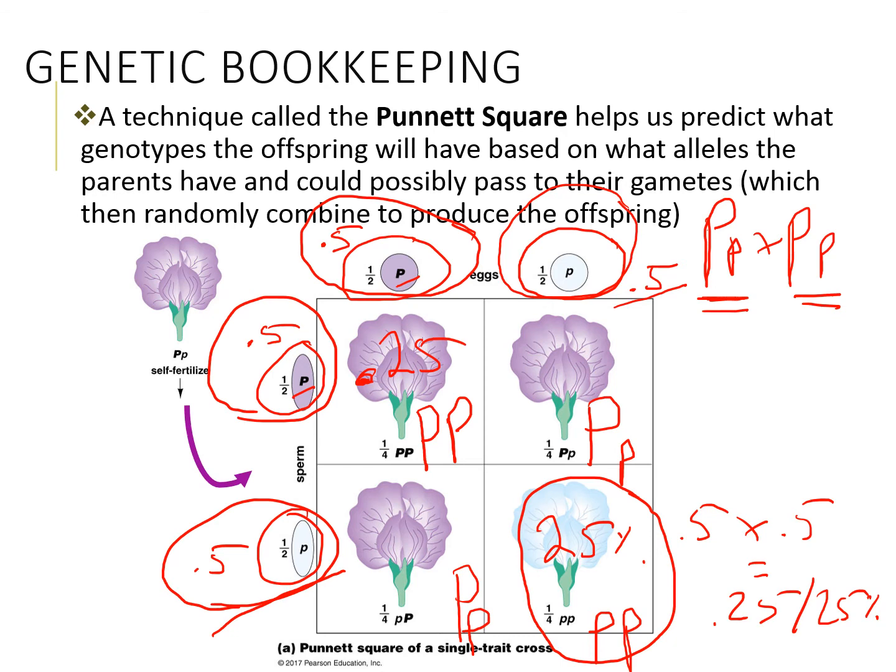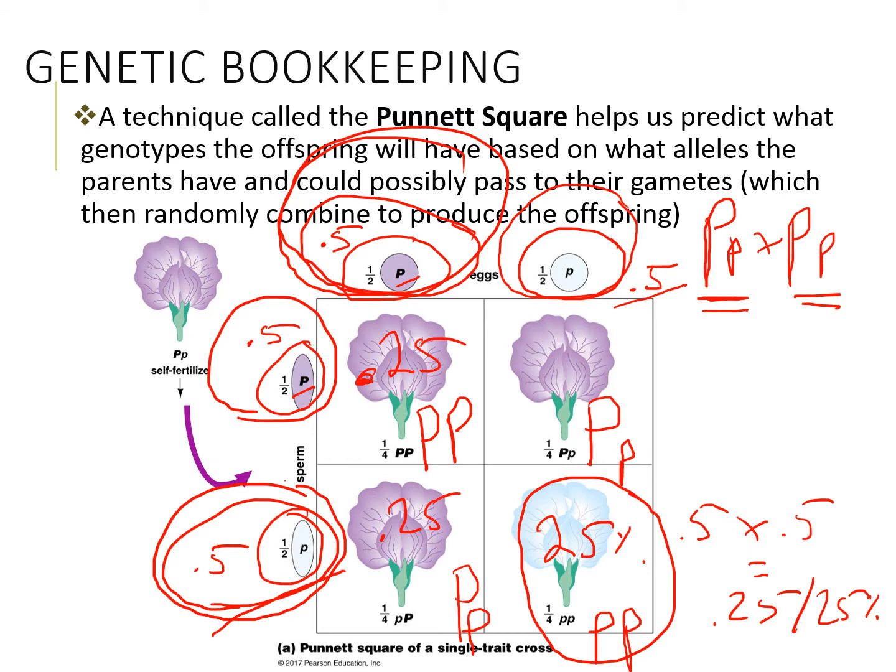Now, the chances of producing a heterozygote, so one big P and one little p, that's where this gets a little bit more complicated. So let's take a look at this bit right here. So half the time, one parent gives a big P. And at that same time, the other parent will give a little p. So 0.5 times 0.5 is, once again, 0.25, or 25%.